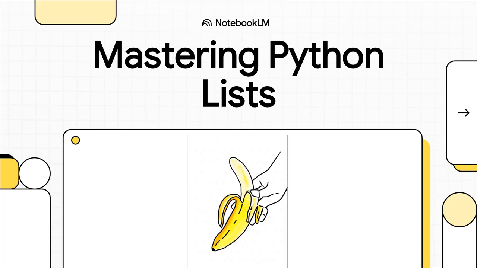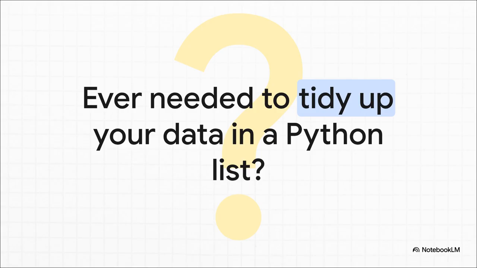Let's dive right in. So, have you ever been there? You've got a list, and it just needs a little cleanup. Maybe you're getting rid of a user who unsubscribed, or just deleting a duplicate entry. It's a task pretty much every single developer faces. Thankfully, Python gives us an amazing toolkit for this. And our first tool is all about being super precise.